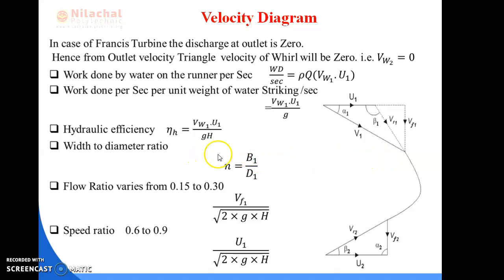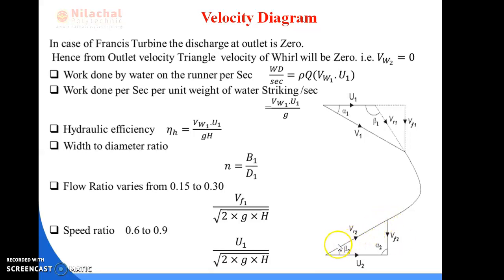We have seen that Vw2 is 0. Why is Vw2 0? Because the water exits in an axial direction. Hence the water will move in a direction 90 degrees to that of the curved blade. So the total component will be equal to the flow velocity component Vf2, where V2 is equal to Vf2 and Vw2 is equal to 0.